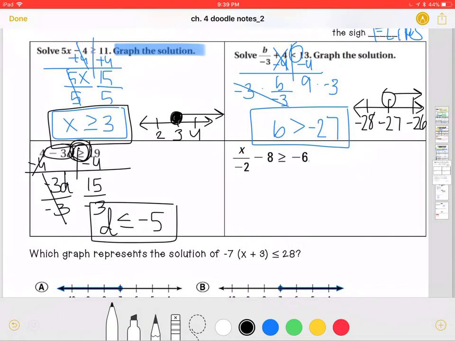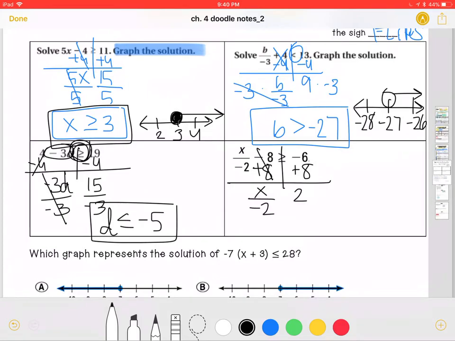All right, next one to the right. X is being divided by negative 2, and it's also being subtracted by 8. So let's get rid of that subtracting by 8 first by adding 8 to both sides. A negative 6 and a positive 8 gives us a positive 2. Different signs subtract. Take the sign of the larger. Let's bring down what we still have on the left.